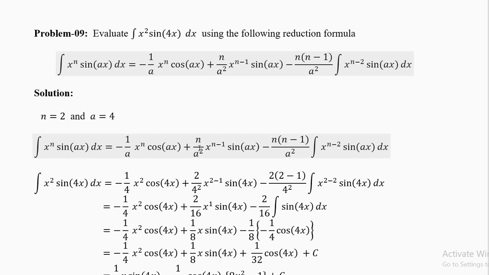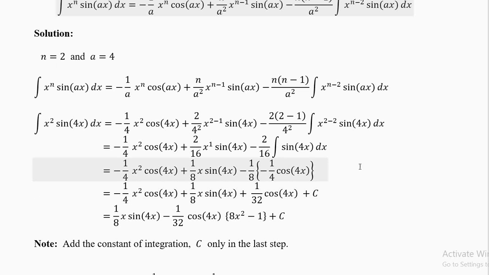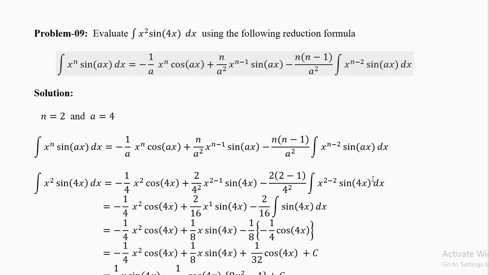The second term is n over a square x power n minus 1 sin ax. Put n equal to 2, you'll get 2 over 4 square into x power 1 sin 4x. So these two terms will go in all the steps which you are doing. Now let's look at the integration part. N into n minus 1 by a square with the minus outside. 2 into 2 minus 1 divided by 4 square. A equal to 4, n equal to 2. 2 into 2 minus 1 is 2. 2 over 4 square is 2 over 16. Minus 2 over 16 is minus 1 over 8.